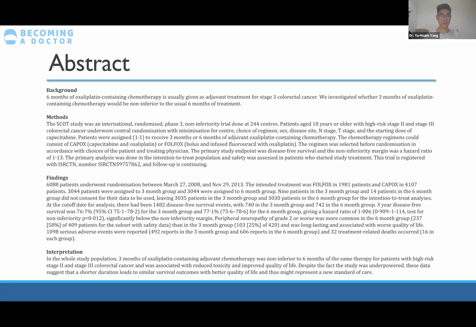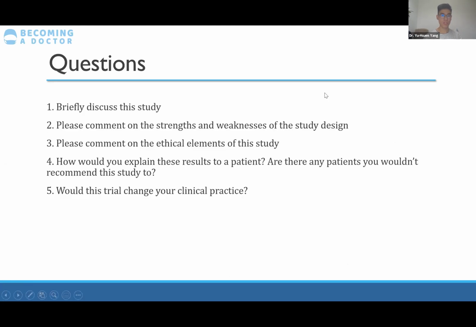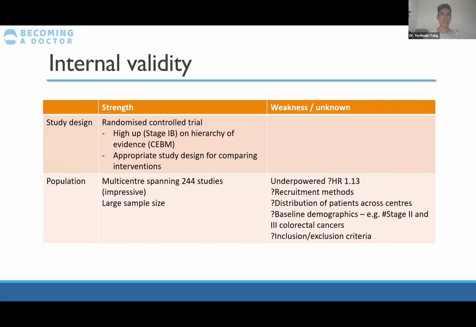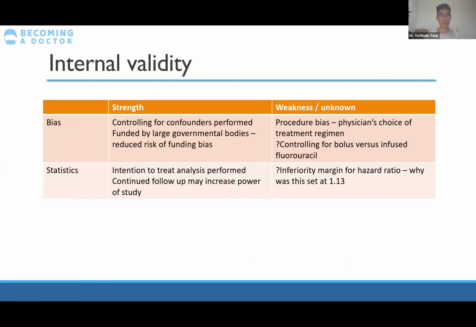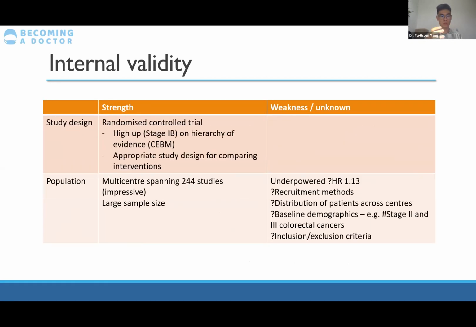All right, so let's move on. I've come up with a table. When you comment on the internal validity, say you get an abstract, I would create a table with six rows and two columns. One of the columns would be the strength of the study in that aspect of comparison, and the other column would be a weakness, or the things that you don't really know from reading the abstract, the unknown variables.